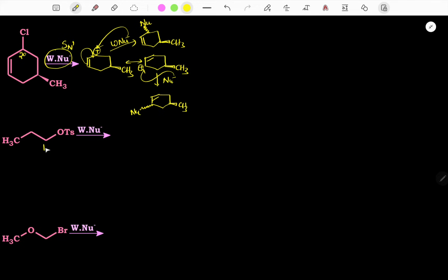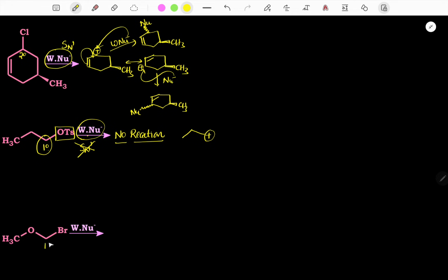Next one, it is only primary, connected to a good leaving group, and we are adding a weak nucleophile. So primary with weak nucleophile, SN1 type of reaction is not possible. So practically no reaction, because it cannot form a primary carbocation.